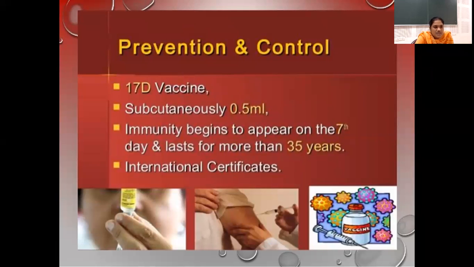So for prevention and control, the vaccine that is available is the 17D vaccine, which is given subcutaneously at 0.5 ml, and the immunity appears around the 7th to 10th day, and lasts for more than 25 to 35 years. Thank you.